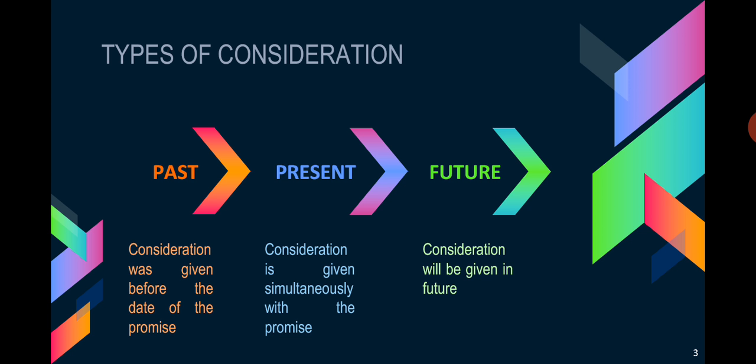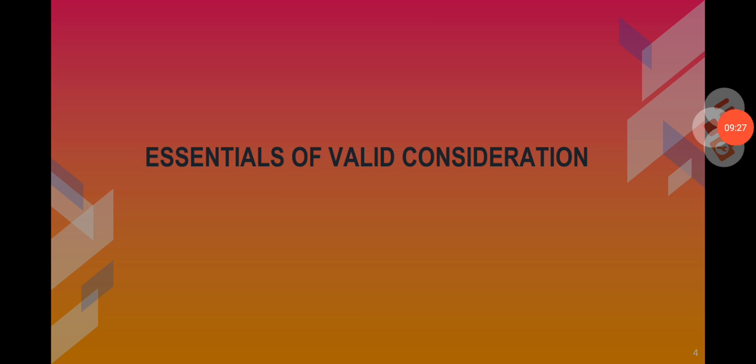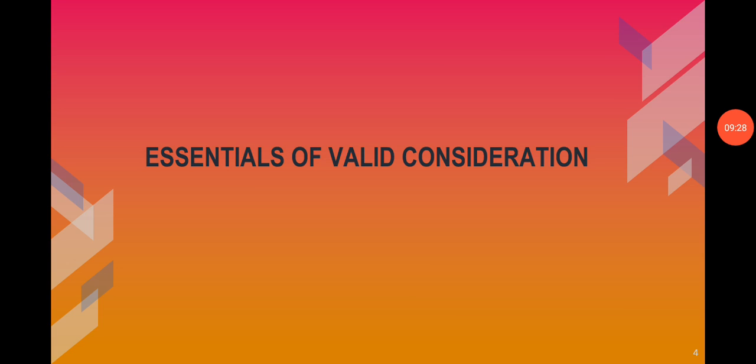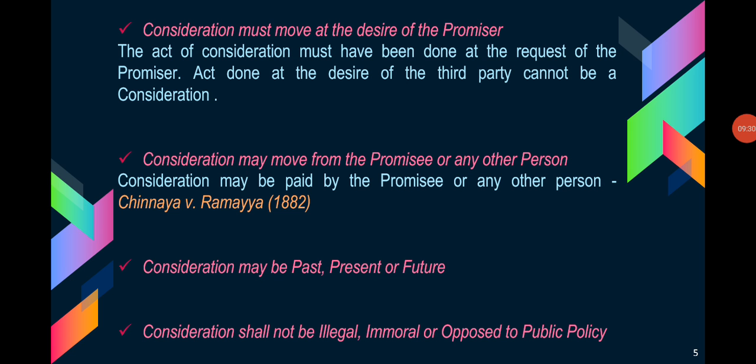Let us now go ahead and try and understand what are the essentials of a valid consideration. The first essential is that the consideration must move at the desire of the promisor. Now, the word must move typically means that the consideration must be decided, or delivered, only at the desire of the promisor.